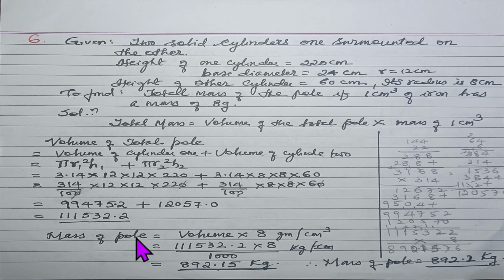Now to find the mass of the pole, we have to just multiply this by 8, and we get 111532.2 into 8, that is in grams, but to convert into kgs I have to divide it by 1000, so I get 892.15 kilogram. Therefore the mass of the total pole, that is the bottom cylinder and the top cylinder put together, the total mass is 892.2 kilograms.